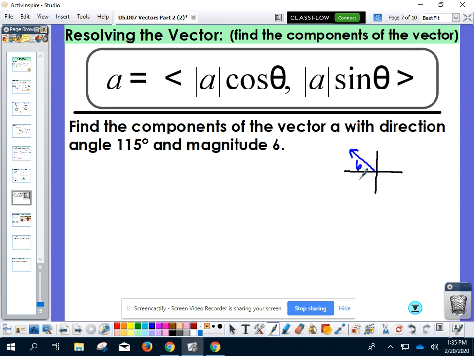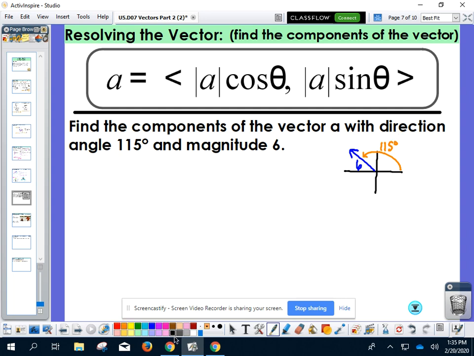So that would be a length essentially of 6 for the vector, and the direction angle starting at the positive x-axis and wrapping back is 115 degrees. Go ahead and write this formula into your note sheet. Lucky for you, this formula is very quick, and I think it goes pretty nicely.